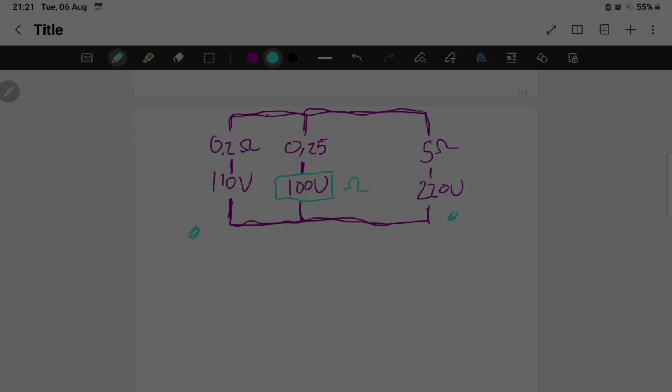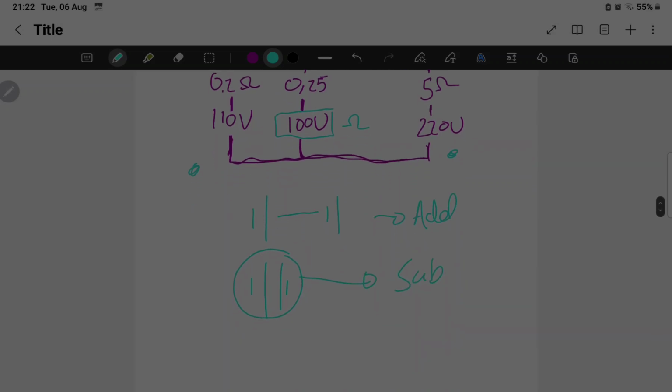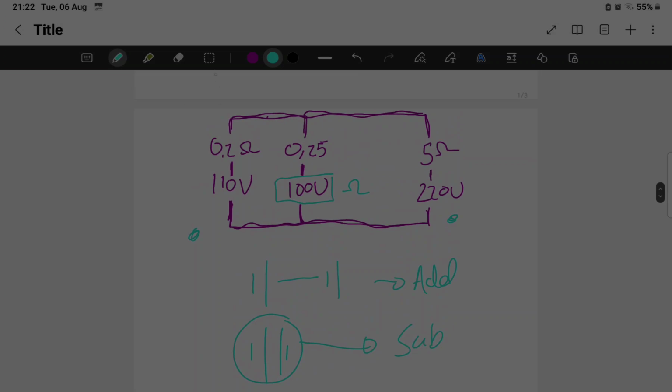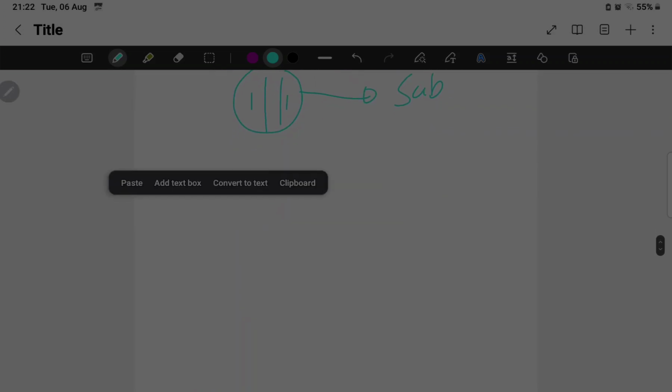Basically what that means is, remember, in a battery you have a positive and a negative terminal. If two batteries are connected in this sequence, we are going to add them. But if they are connected in the opposite sequence, like such, we're going to have to subtract them. Very simple, right? So let's break the circuit up. Let's paste it out, and paste it again.